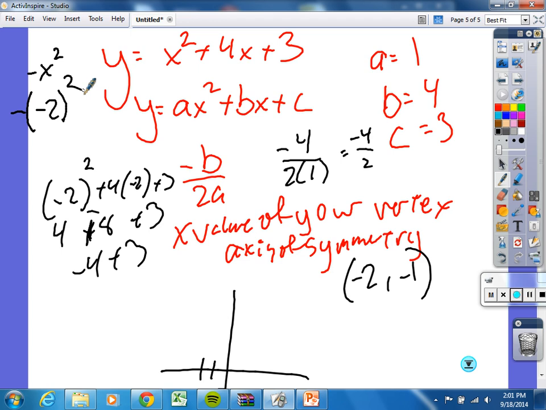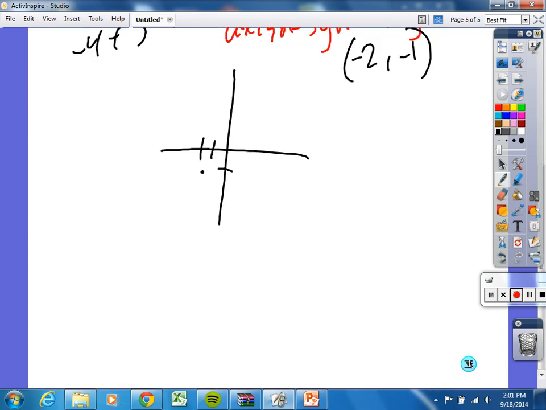So on this one, Haley, if I did negative 2 squared, that does become a positive 4 because I don't have a negative outside. Did you see the difference between the two? Everybody understand how I got that vertex?